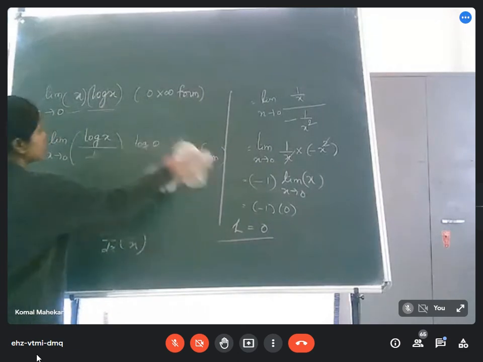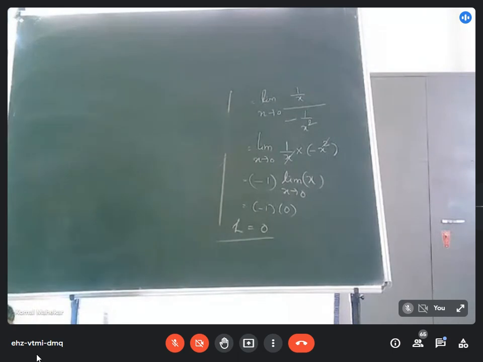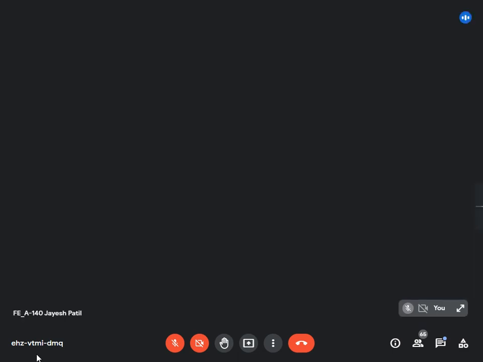First example of 0 into infinity form is done. Now we will solve the next problem of 0 into infinity form. Limit x tends to 0.